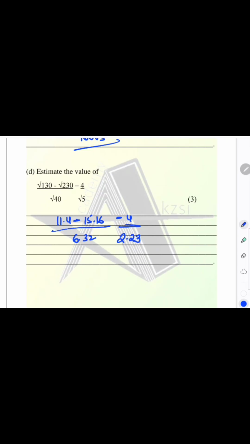On further putting that, you'll get the answer as minus 2.388. That's your answer. Or you can simplify it further, up to 2 decimal places if you want to give your answer. So you can say it's 2.39.